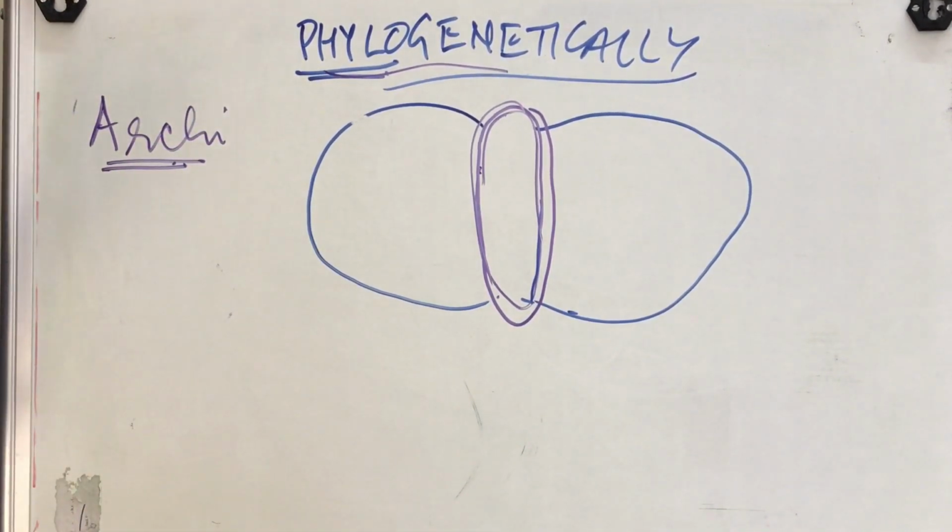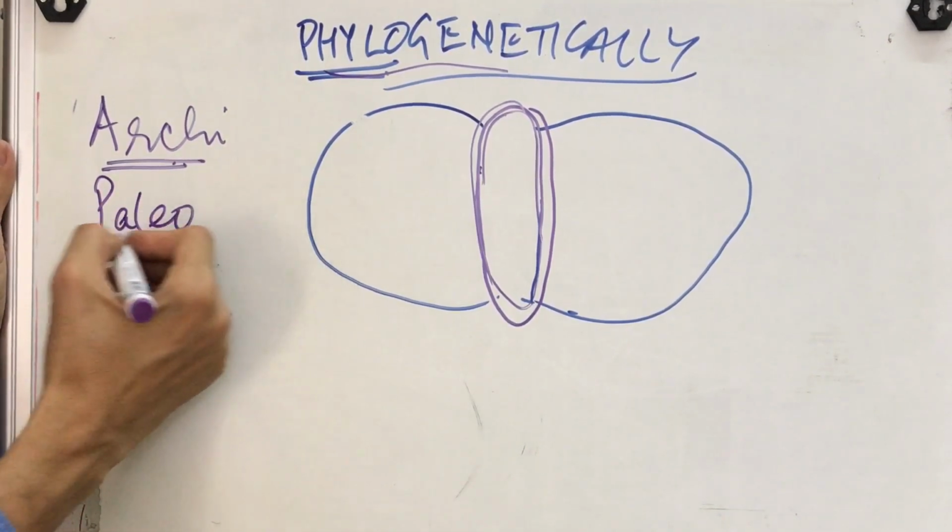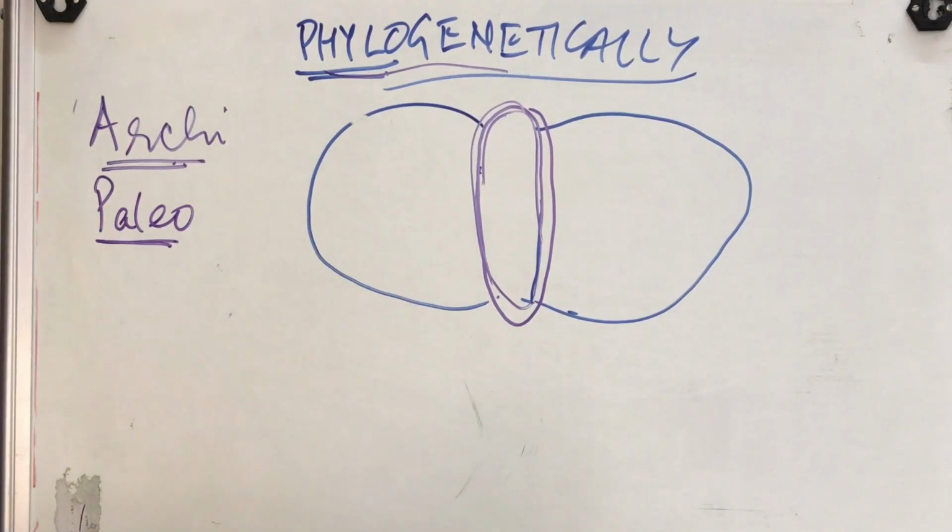Mainly the entire flocculonodular lobe and a small initial part of the vermis, that is the lingula. We won't go into the finer detail about the different names of the vermis. Just remember the archicerebellum is the flocculonodular lobe. The second one in development is the paleocerebellum, and that is almost the entire anterior lobe and a bit of the posterior lobe. So we will focus on the entire anterior lobe for the paleocerebellum.